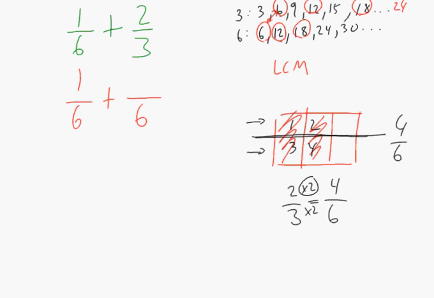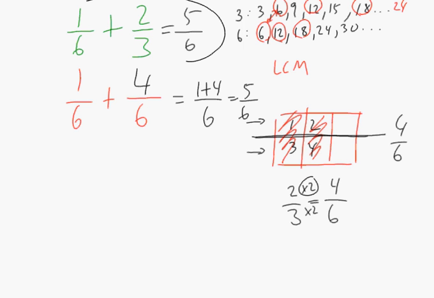So 1/6 plus 4/6 would be the same thing as 1/6 plus 2/3, which we would add the numerators and keep the denominator. Our answer would be 5/6, and therefore 1/6 plus 2/3 is also equal to 5/6.